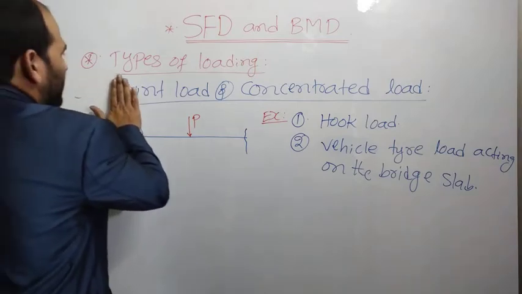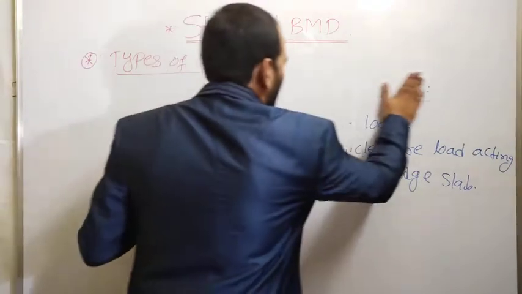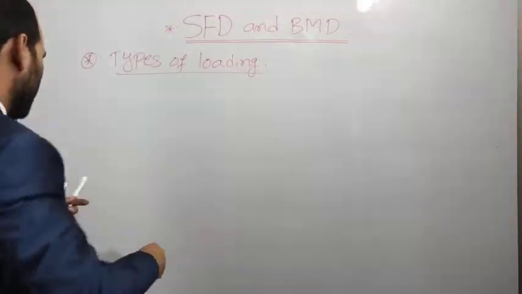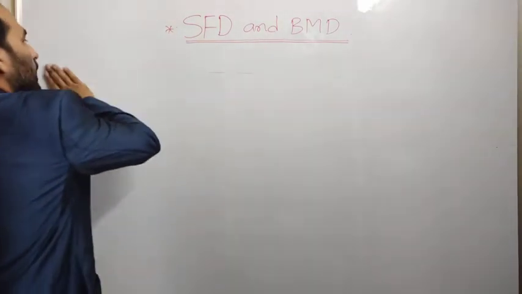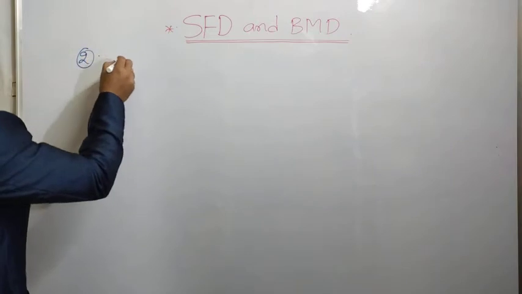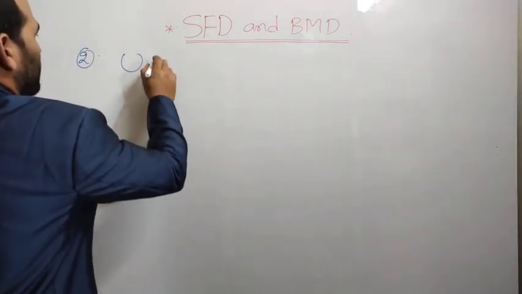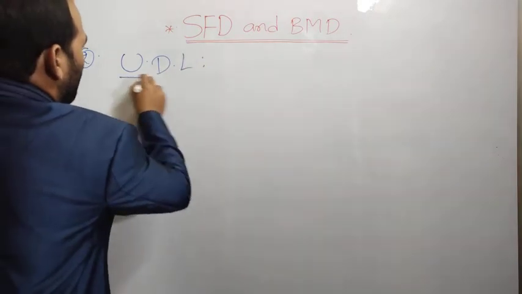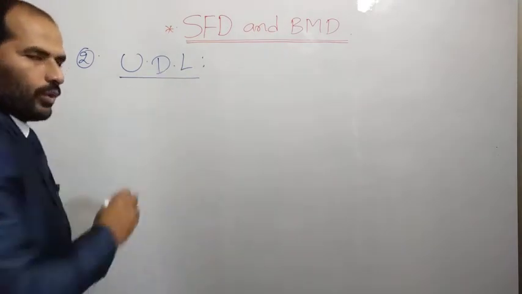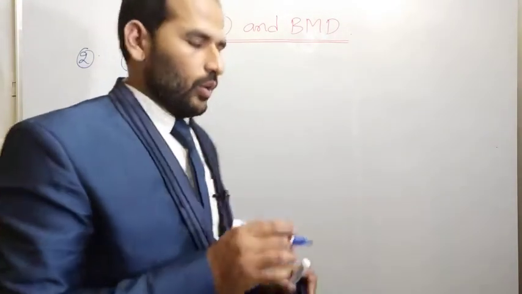What is the second type of load? The second type of load is UDL. Second type of load is UDL, uniformly distributed load.